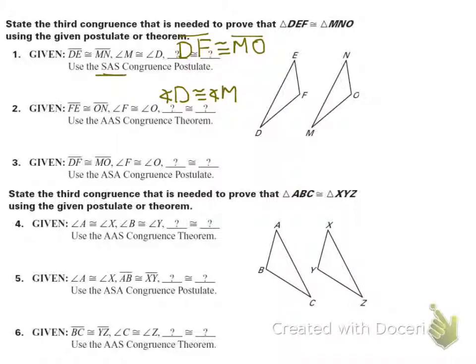For the third one, we have DF is congruent to MO, and we have that angle F is congruent to angle O, and this time we're looking for angle, side, angle. For angle, side, angle, we want the side to be between the two sets of congruent angles. And for that to happen, we would have to have D and M be congruent. Because if E and N were congruent, then that would be an angle, angle, side. It still would be a triangle congruence, but it doesn't fit the angle, side, angle that we want.